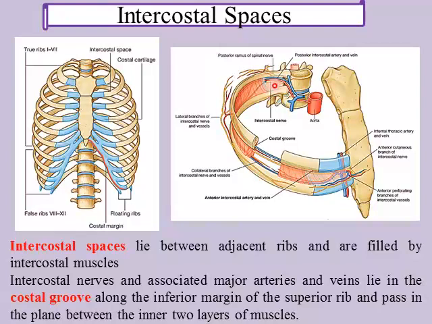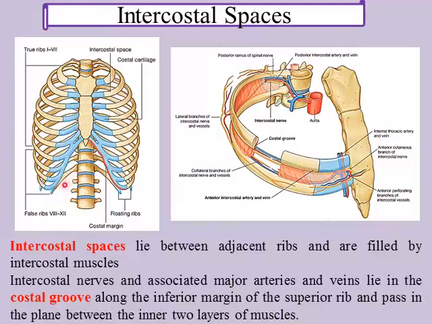Okay, so the costal groove protects the neurovascular bundle, and the muscles protect the neurovascular bundle. Again, if we count, this is the first intercostal space, second, third, fourth, fifth, sixth, seventh, eighth, ninth, and 10th. Where is the 11th? The 11th is between the floating ribs number 11 and 12.